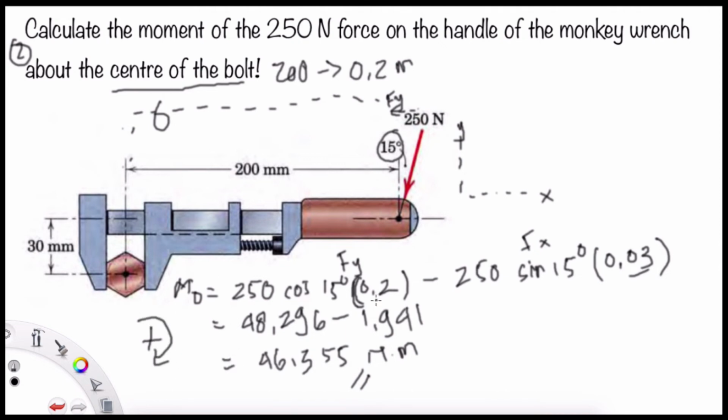It will be clockwise here, because why? Because in this one, the Fy here is positive, because it will be like this for the Fy, and the Fx will be like this one. The Fy is higher than this, so it results in positive, and it shows that the Fy is clockwise, not counterclockwise, and the Fx is counterclockwise. So the positive here means clockwise. The sense of the moment will be clockwise, 46,355 Newton meters clockwise.